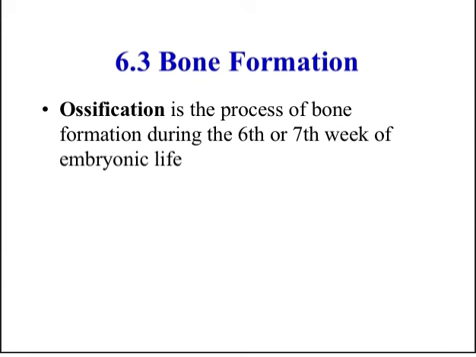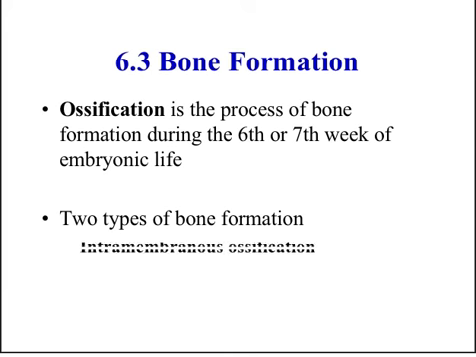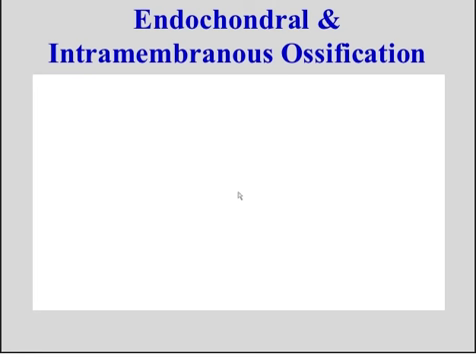Ossification is the process of bone formation that occurs during the 6th or 7th week of embryonic life. There are two types of bone formation we want to discuss: intramembranous and endochondral ossification, which we'll detail here.